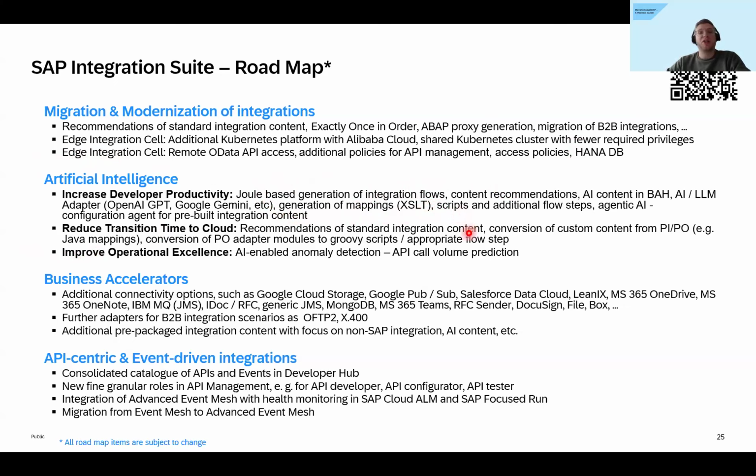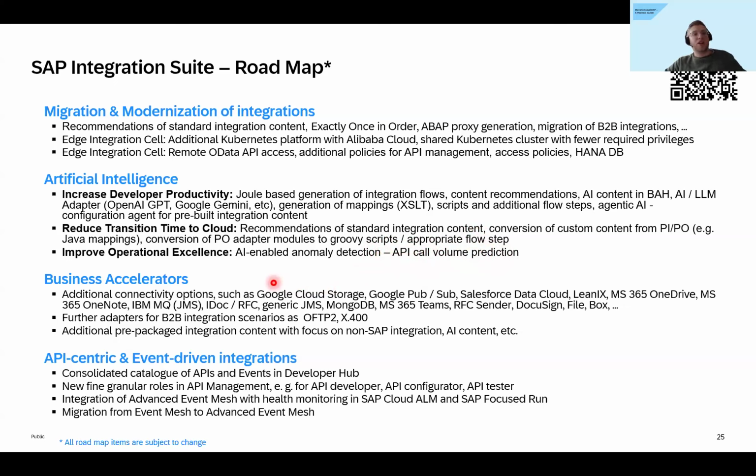And also for the PIPO migration, for example, we can leverage AI to convert custom content from PIPO, for example Java mappings, to Integration Suite artifacts. And what we released recently is also the volume prediction. So not only the anomaly detection we have now, we also, I think it was released last week, have a prediction of the API call volume.